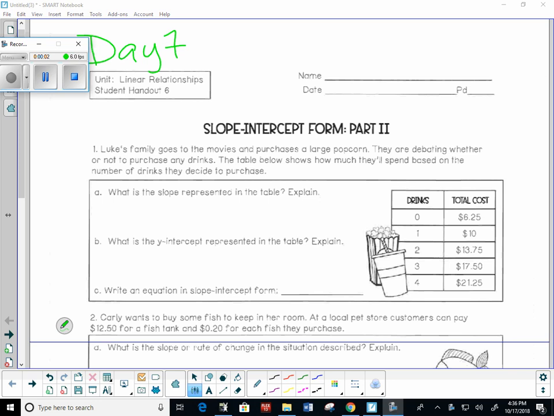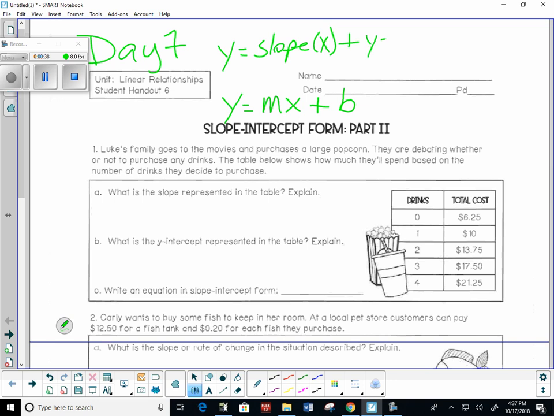Today you will be able to find slope and the y-intercept from a table and from a graph, and we're also going to find it from words. Okay? So if I see slope-intercept form, first thought: y equals slope times our x variable plus or minus the y-intercept.